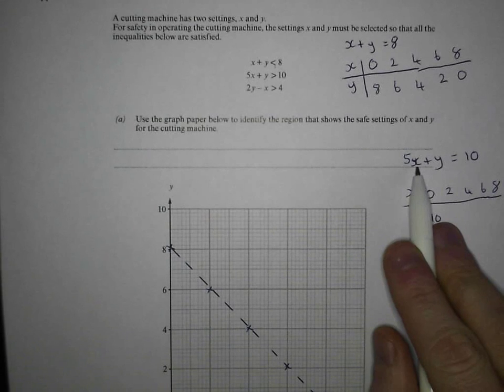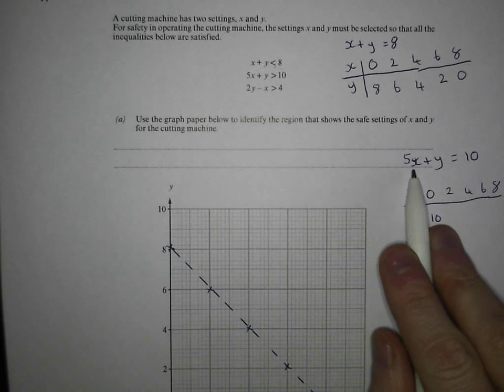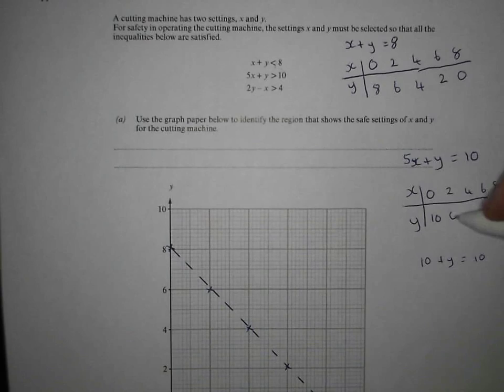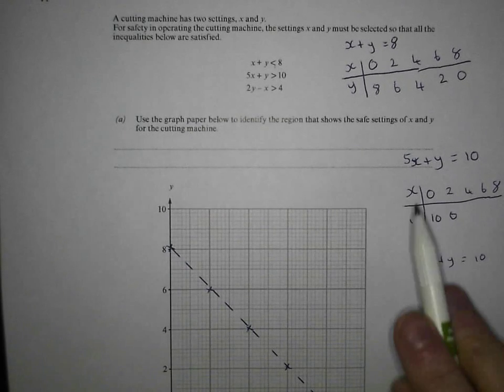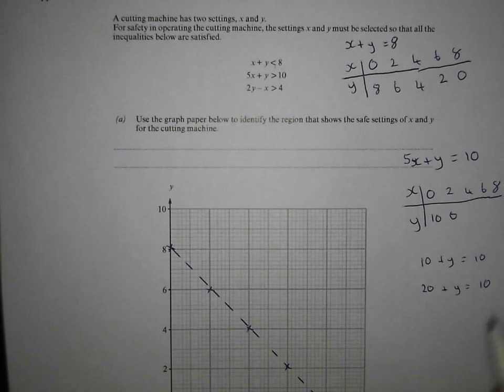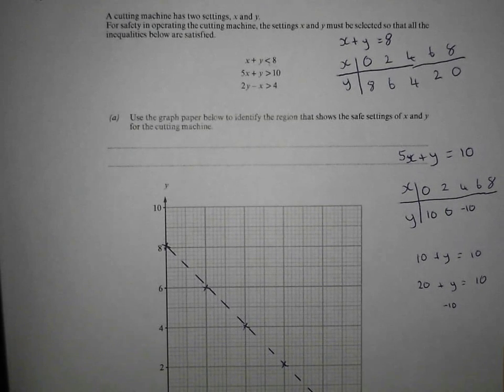When x equals 2, what have we got here? We've got 5 lots of 2. That's 10. Plus y equals 10. Well, 10 plus nothing equals 10, so that's 0 there. What about when x is 4? 5 lots of 4 are 20. 20 plus whatever y is going to be equal to 10. Well, 20 plus, I think, minus 10 is equal to 10. So y is going to be minus 10. Now that's given us a bit of a problem here because we don't actually have any y's equal to minus 10 in there. So instead of doing 6 and 8, I might chuck a 1 in there.